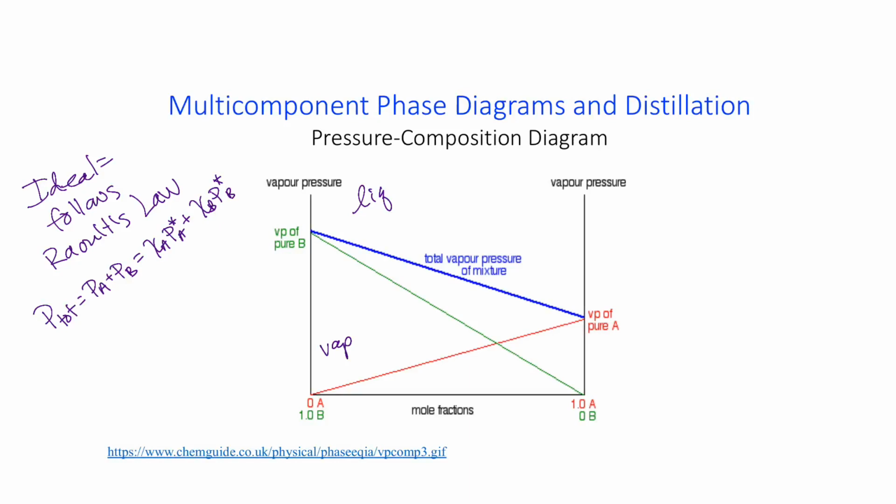If we have a solution that deviates from this behavior, then things get kind of interesting. So first let's talk about what kinds of deviations we can have from Raoult's law. We can either have a positive deviation where we have a higher vapor pressure than expected. So we will call this situation a positive deviation. Or we could have a negative deviation, where we have a lower vapor pressure than expected.